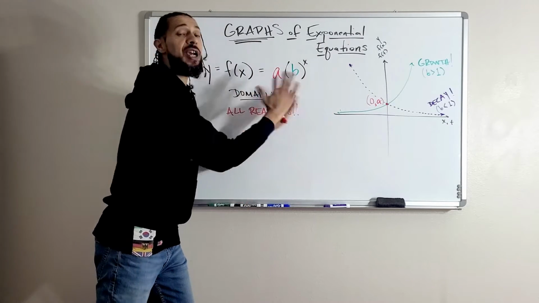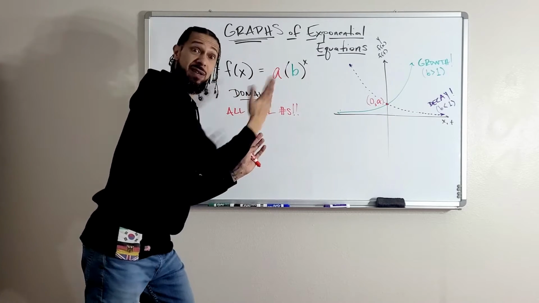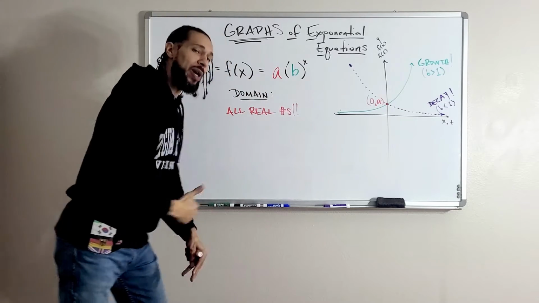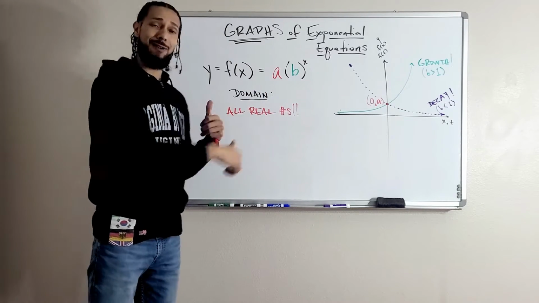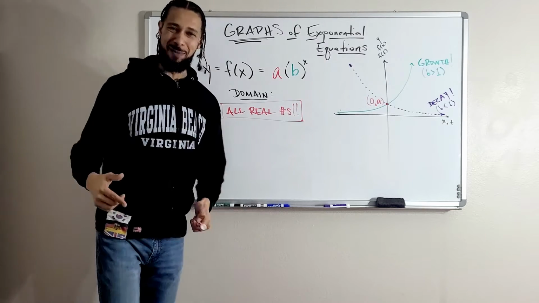Now, it turns out, no matter how you move this graph, and in the next video we're going to talk about how we can transform this graph, we can move it up and down, side to side, we can even flip it. So no matter how we flip it or move it, it always goes on forever to the left and right. So the domain for all exponential functions is all real numbers.